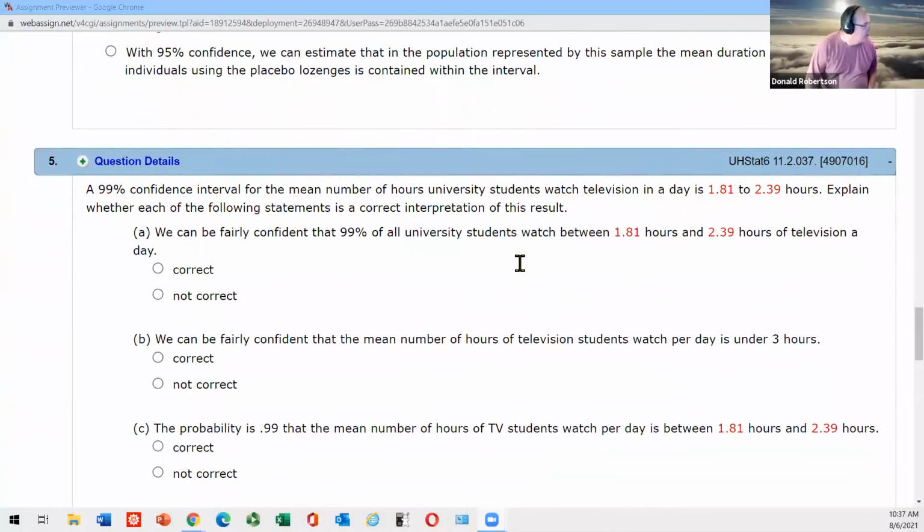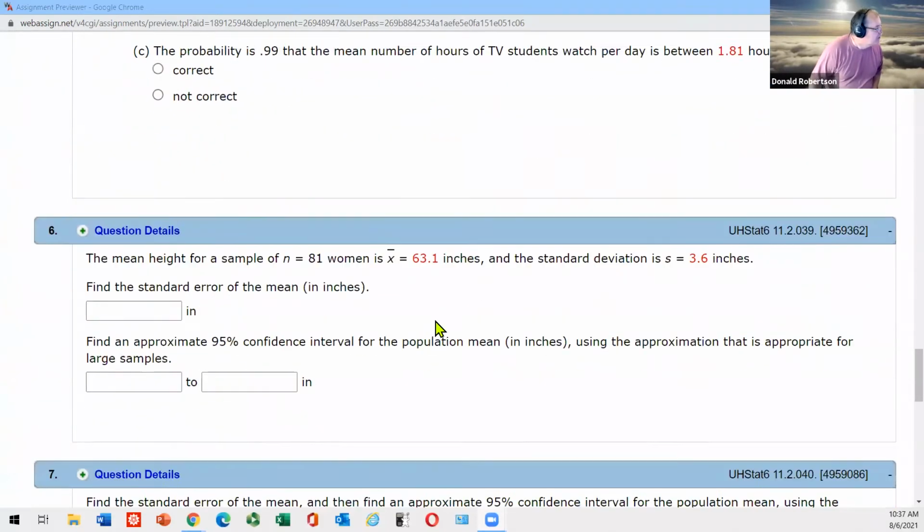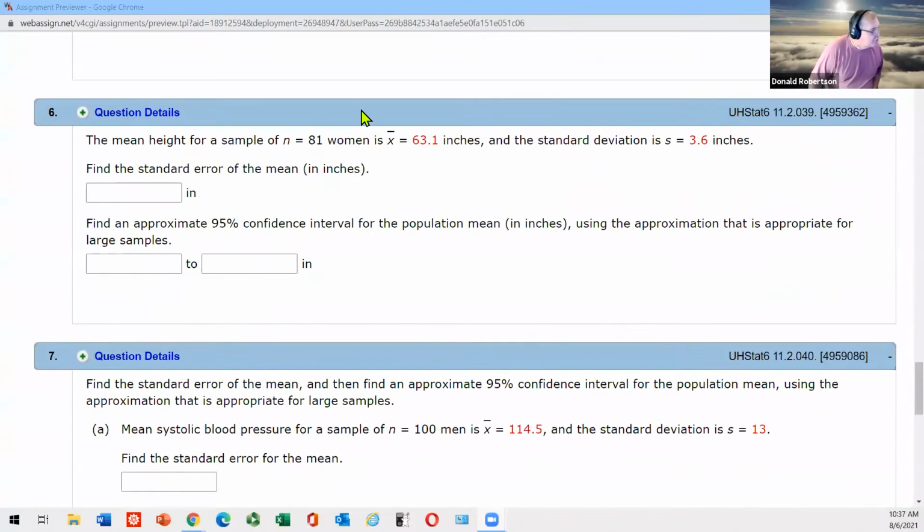So it got me thinking. Right, let's get a move on with these questions then. Question 5 are yes, no's. Is it correct? Is it not? This one here is basically use SALT.